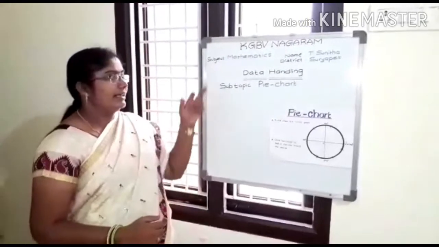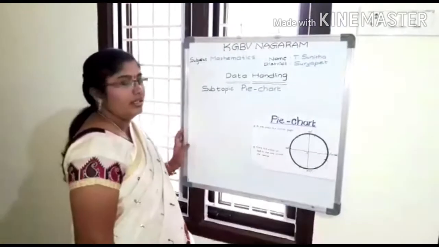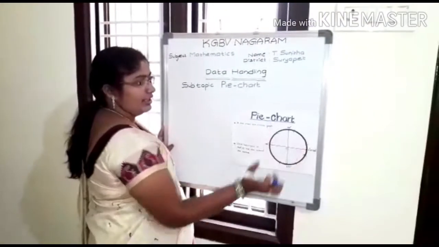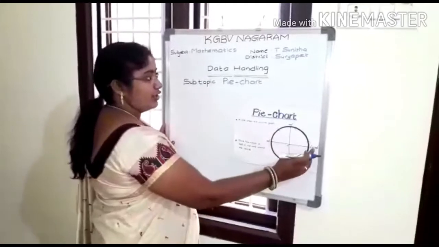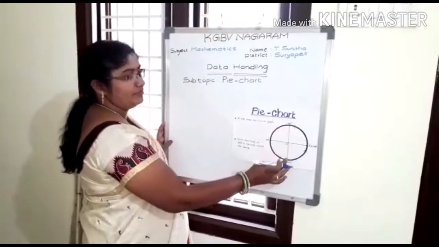Today's topic is data handling, in that subtopic pie chart. A pie chart is a circular graph. A circle has a total of 360 degrees all the way around the center.